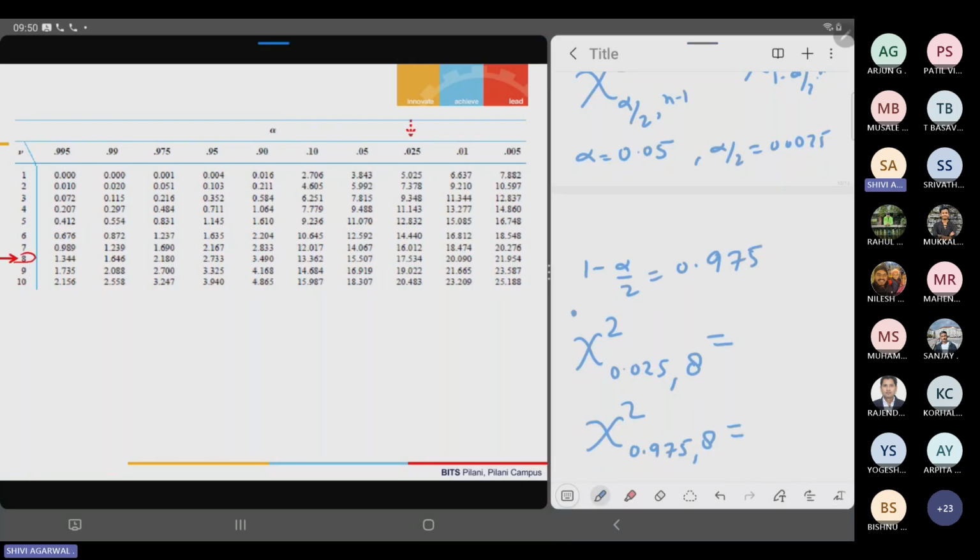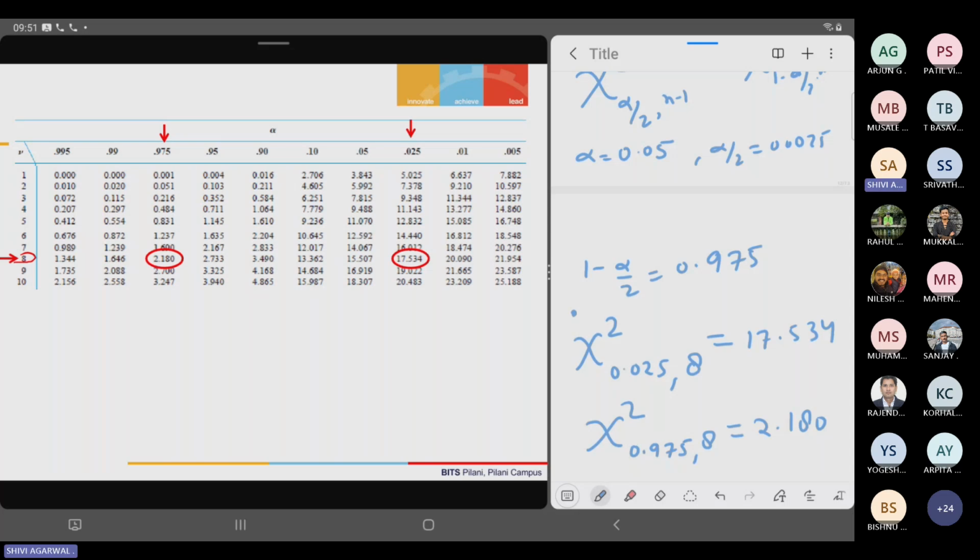Now we are taking 0.025. So 0.025 is coming here, 17.534, and the next one, 0.975, this value is coming here, 2.180. Yes, this is the chi-square table. I have taken all small values up to 10 so that you can identify.